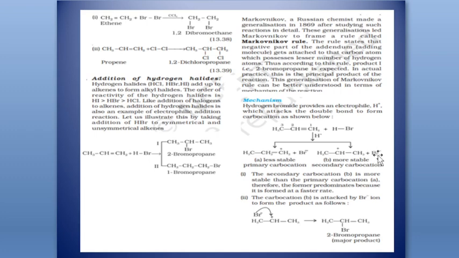The rate of addition of hydrogen halide will be HI greater than HBr greater than HCl greater than HF. So it will be actually Markovnikov addition. Following Markovnikov's rule, the halogen atom will be added to the carbon where the number of hydrogen is less, which will be the major product. Here the reaction of propene with HBr will produce 2-bromopropane as major product. The mechanism is given below.